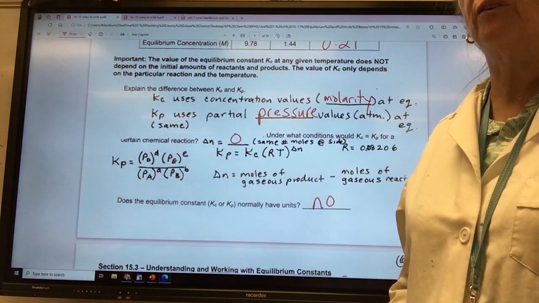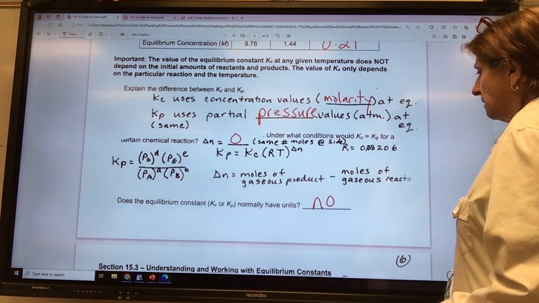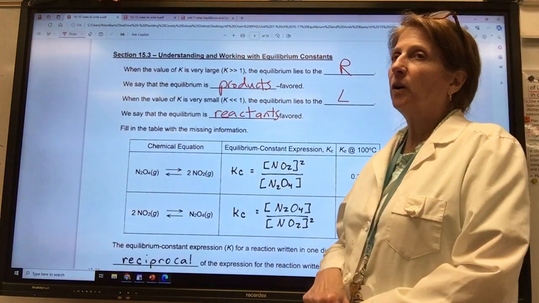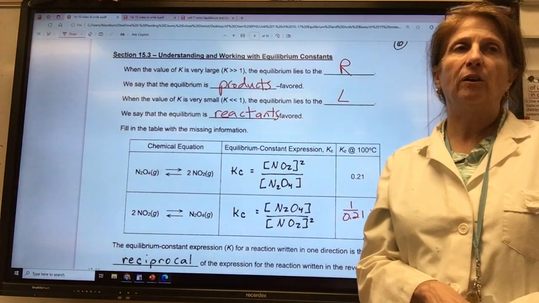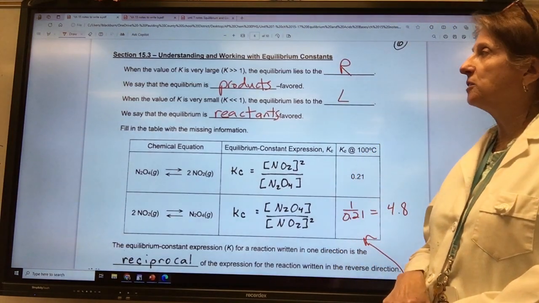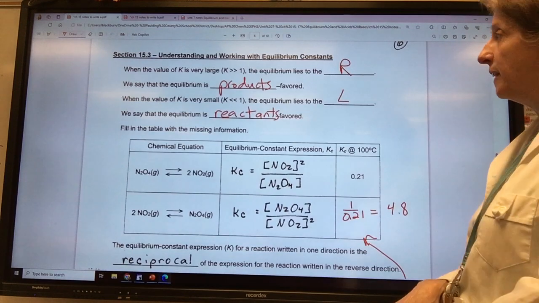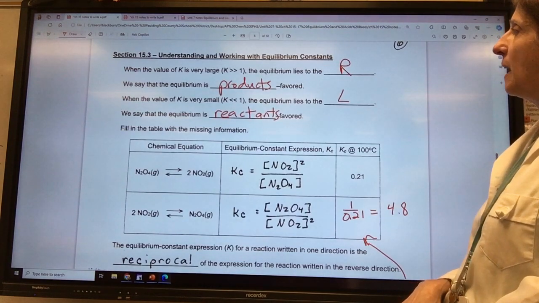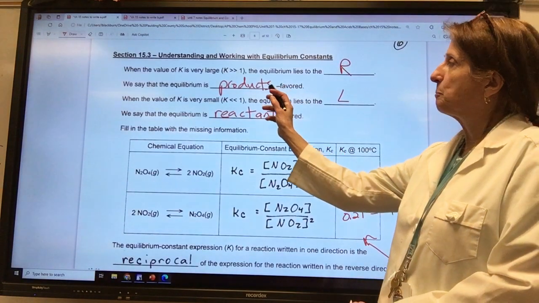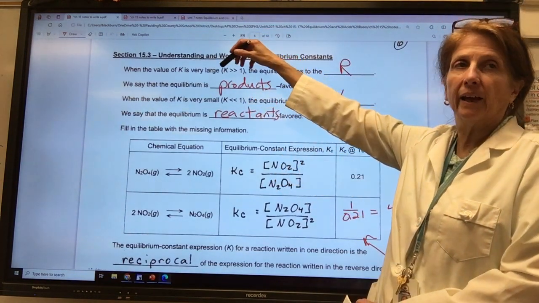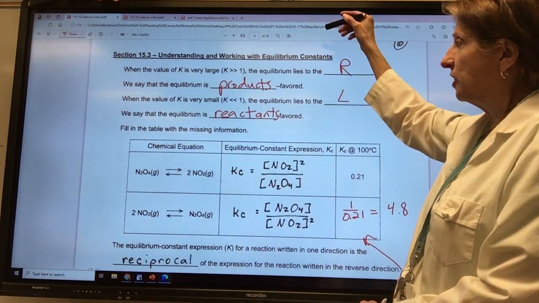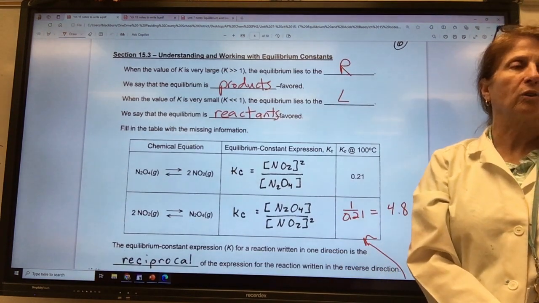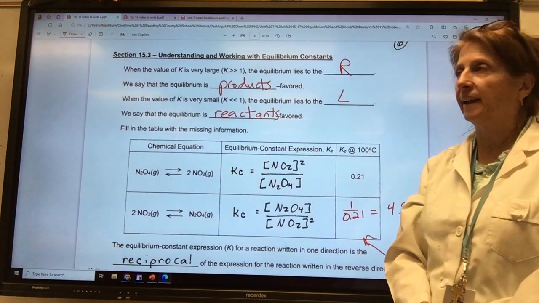How are we feeling about these concepts so far? Okay. All right, moving right along. Okay. So before they teach you about K being greater than or less than Q, they wanted you to know this general trend. If K is big, way bigger than 1, that means that equilibrium lies to the right, and we say that is products favored. So if it's big, the reaction goes more toward completion. If it's real small, it goes more toward the reactants. It doesn't go very far toward completion. Okay, just to kind of get that in your head.